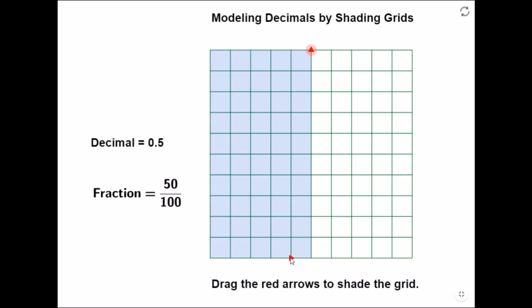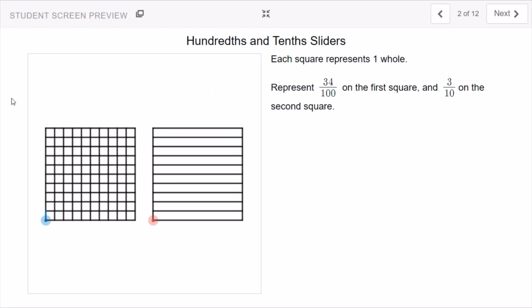Now we're going to be shading 5 more. Now 55 are shaded because here we shaded 5 more. Now, as a fraction, it is 55 over 100. As a decimal, it's 0.55.